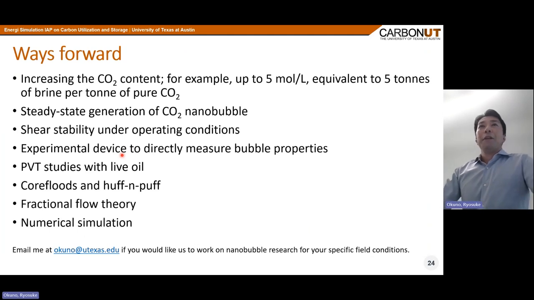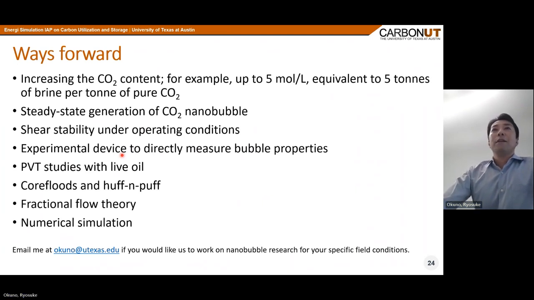I'm going to show here the list of tasks to be done for the next stages. First, we would like to increase CO2 content in high pressure nanobubble dispersion, for example, up to 5 mol/L, which is equivalent to 5 tons of brine per ton of pure CO2, without using additives. We are working on steady state generation of CO2 nanobubble. For practical application, it's also important to confirm shear stability under operating conditions. We are also working on development of an experimental device to directly measure bubble properties under high pressure.